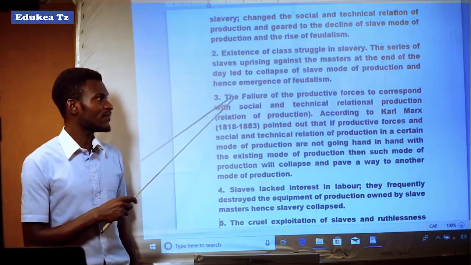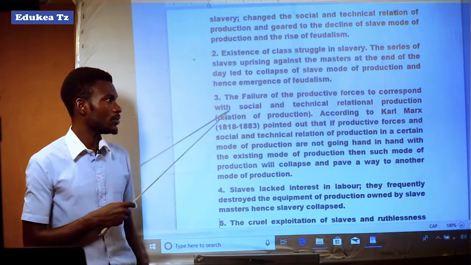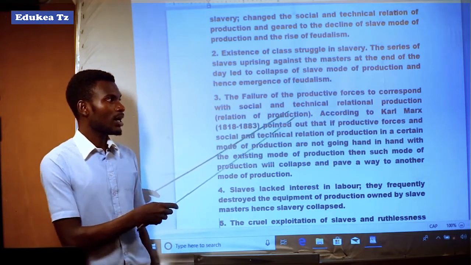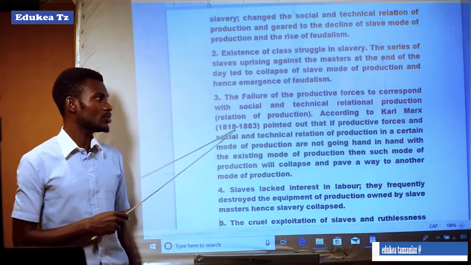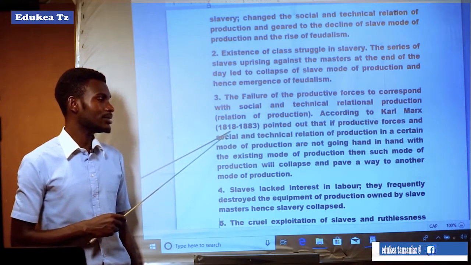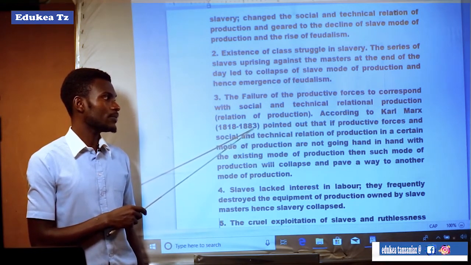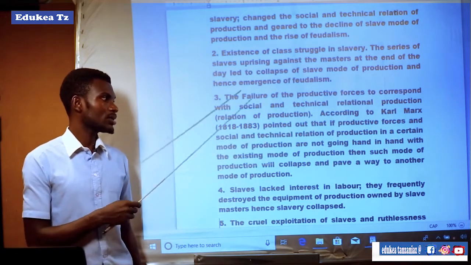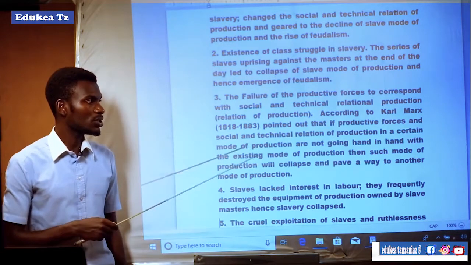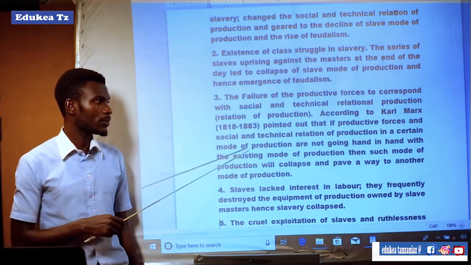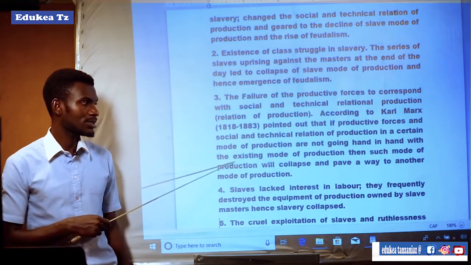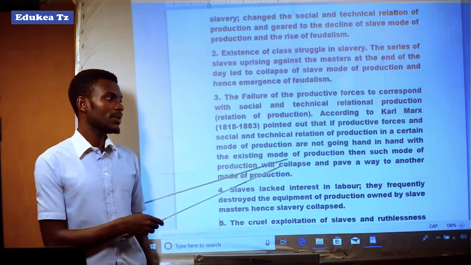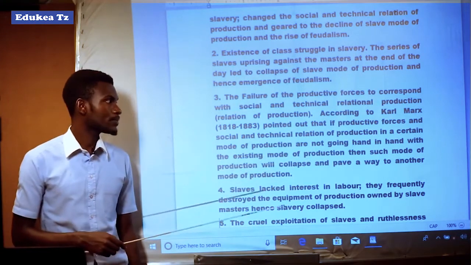Another factor was the failure of the productive forces to correspond with the social and technical relations of production. According to Karl Marx, 1818 to 1883, he pointed out that if productive forces and the social and technical relations of production in a certain mode of production are not going hand in hand with the existing mode of production, then such a mode of production will collapse and pave the way to another mode of production.